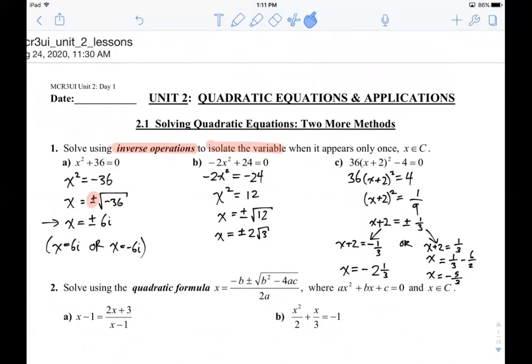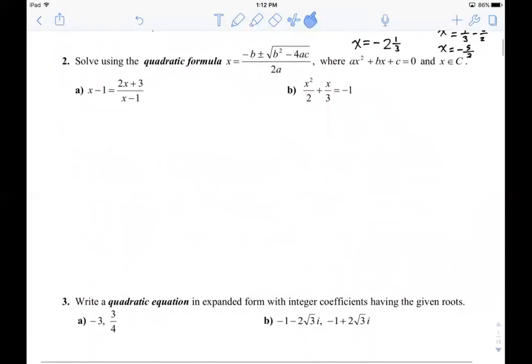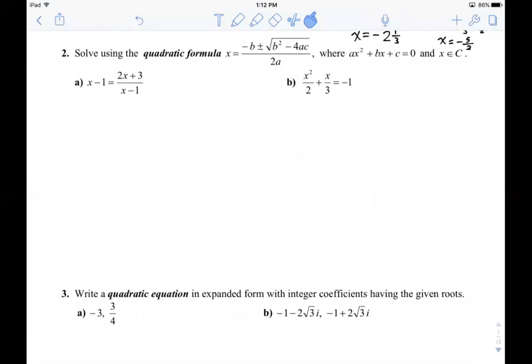Now, when our variable appears more than once, this method no longer works. So if our variable appears more than once in a certain situation, then we could try and factor it, and some will be able to be solved by factoring, just the same way that we use those skills in lesson 1.4. But if it doesn't factor, and we can't use the inverse operations, thankfully, we have a special formula that helps us with those types of quadratics. And because it's a special formula that helps us to solve quadratics, we call it, very creatively, the quadratic formula.